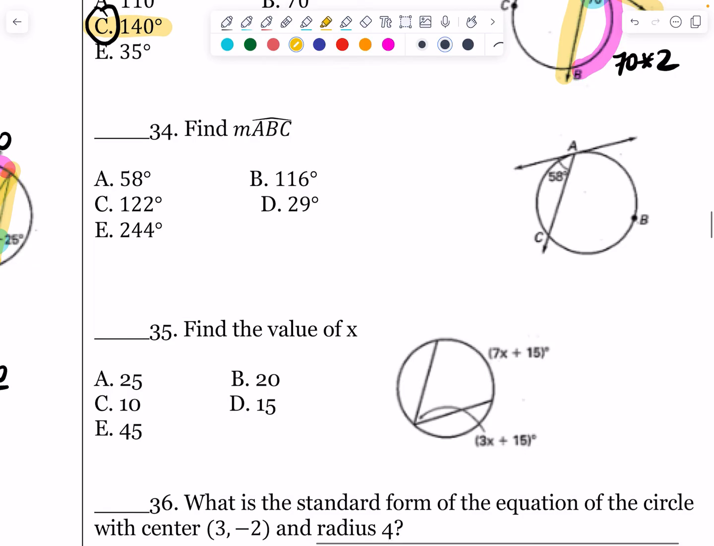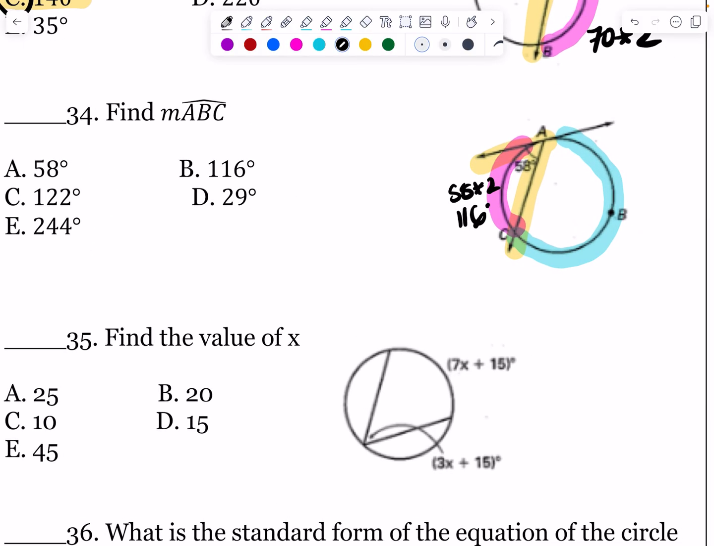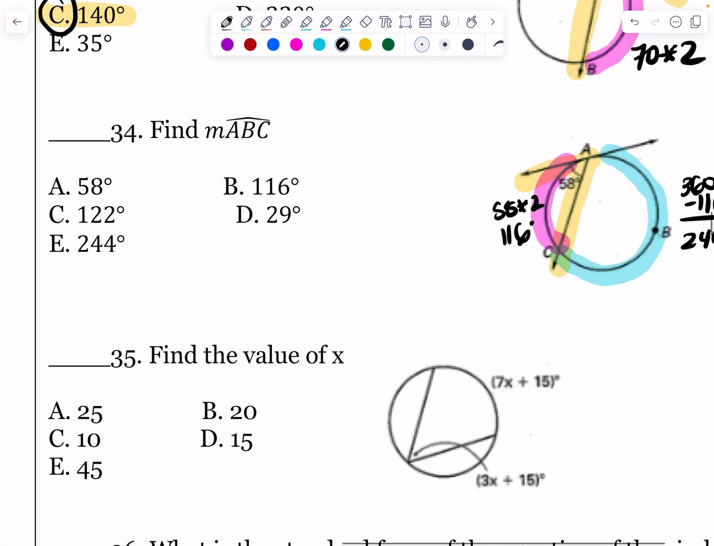Okay, this question, number 34, makes it a teeny tiny bit harder because we've got our inscribed angle is 58. We can find this arc by doubling 58. So what is 58 doubled? 58 times 2 is going to give me 116. If that's 116, what is the rest of this circle? Well, what is 360 minus 116? We're going to do 360 minus 116, which gives me 244 for this blue part. So we wanted that arc ABC, 244.